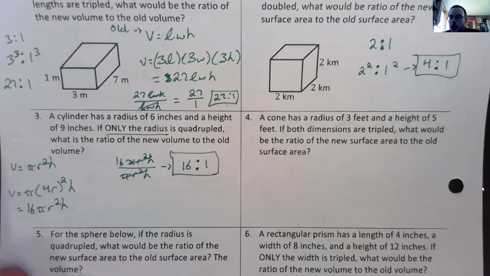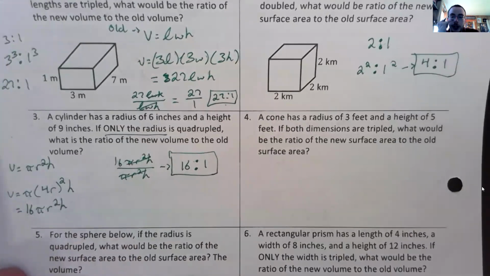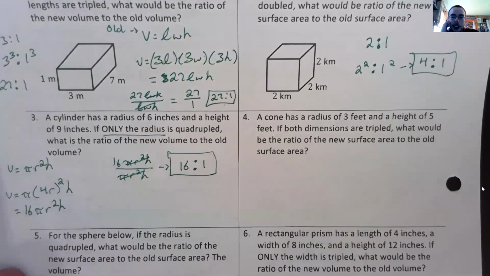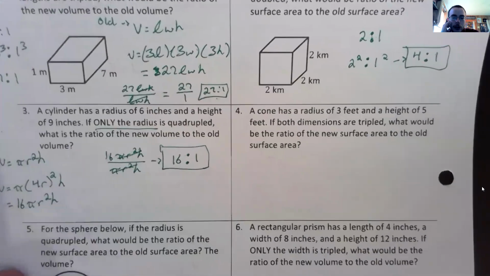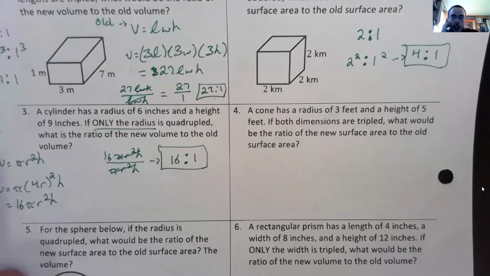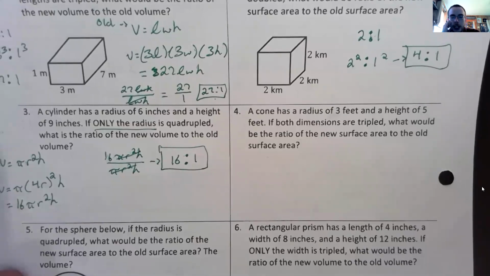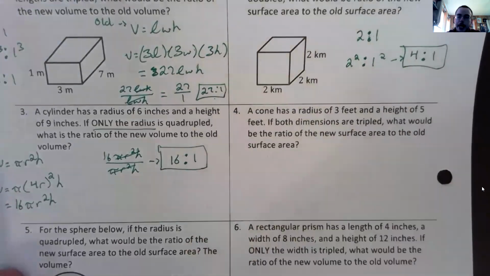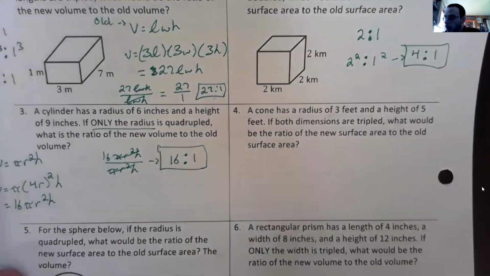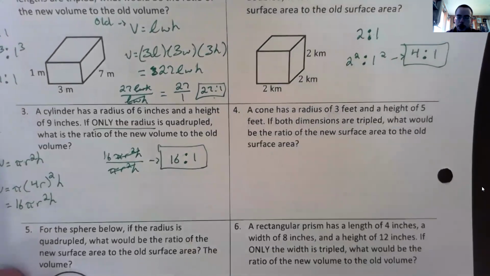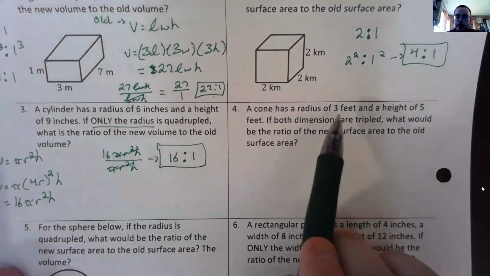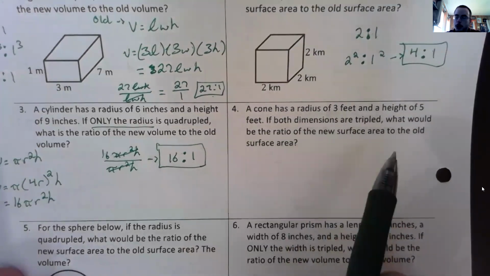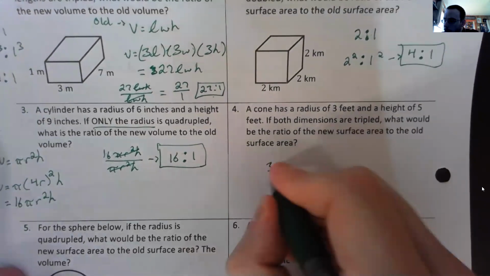All right. Number 4, it says a cone has a radius of 3 feet and a height of 5 feet. If both dimensions are tripled, what would be the ratio of the new surface area to the old surface area? In this case, both the radius and the height are tripled, so we can use a scale factor for this one. Our scale factor is 3 to 1.